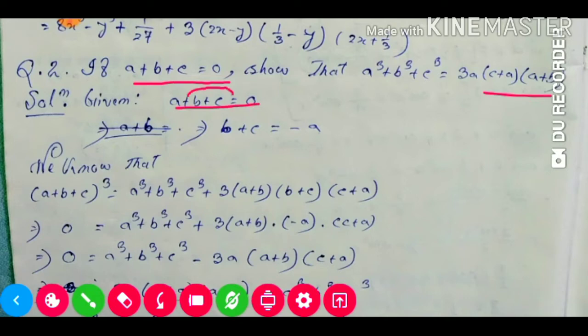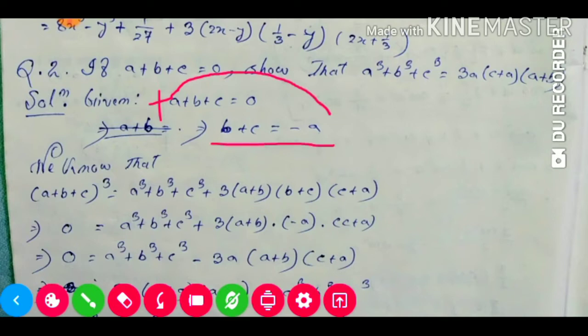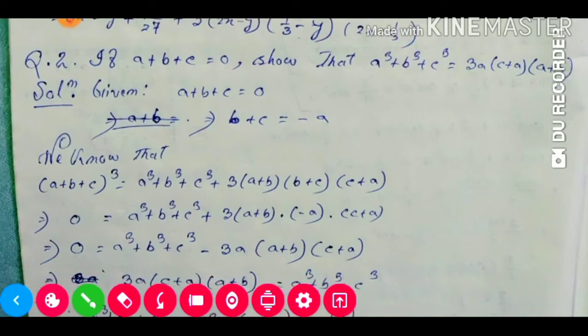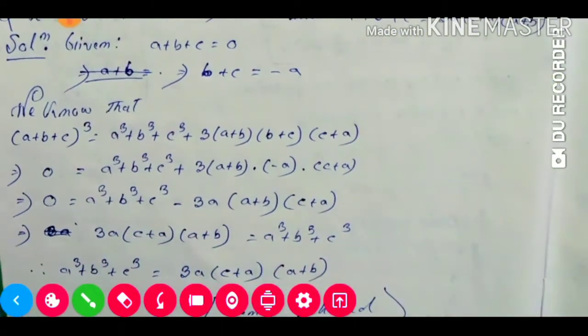So if we keep b plus c on one side, then a will be shifted to the right hand side. Before it is a plus sign, when we shift this one to the right hand side, it will be a minus sign. So the value of b plus c we got is minus a. Now we will recall the formula. What is the formula? This one was given in our past. This formula we know. We write this formula here, and it is already given in our question that a plus b plus c is equal to 0. So a plus b plus c will be 0 here.